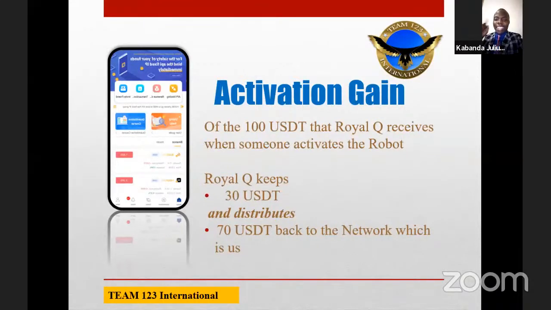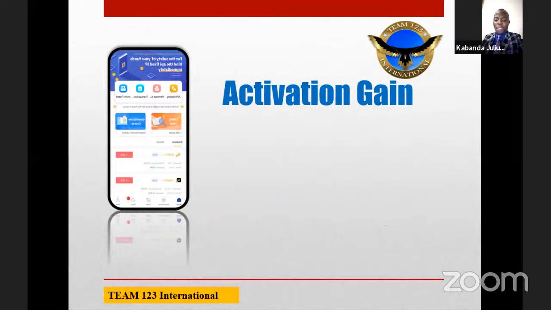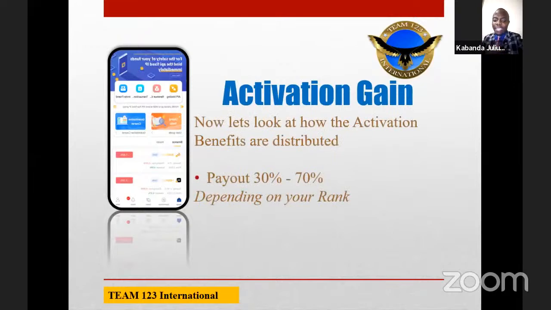Could you imagine, the last chance for some people to activate with only 100 USDT, and starting tomorrow it's going to be 120. But imagine this company says when someone activates with 100 USDT, the Royal Q only keeps 30 USDT and brings 70 USDT to us. I've never seen a network pro company, a company that thinks about its people. So the activation gain, ladies and gentlemen, is 30% to 70% depending on your rank.